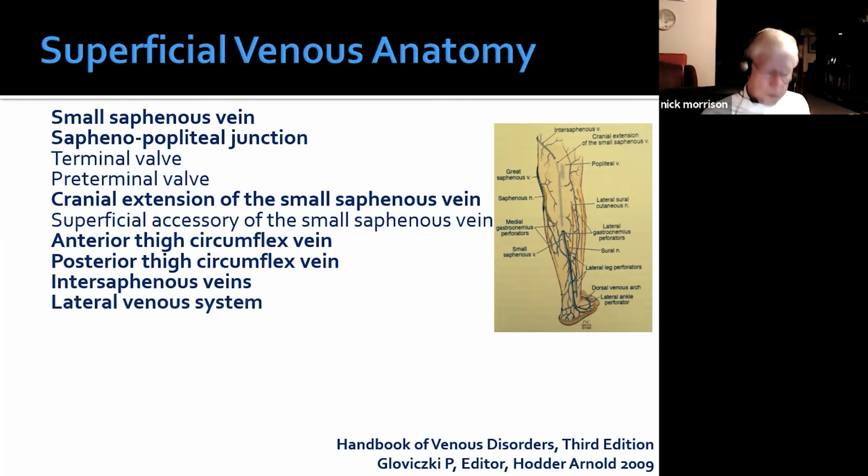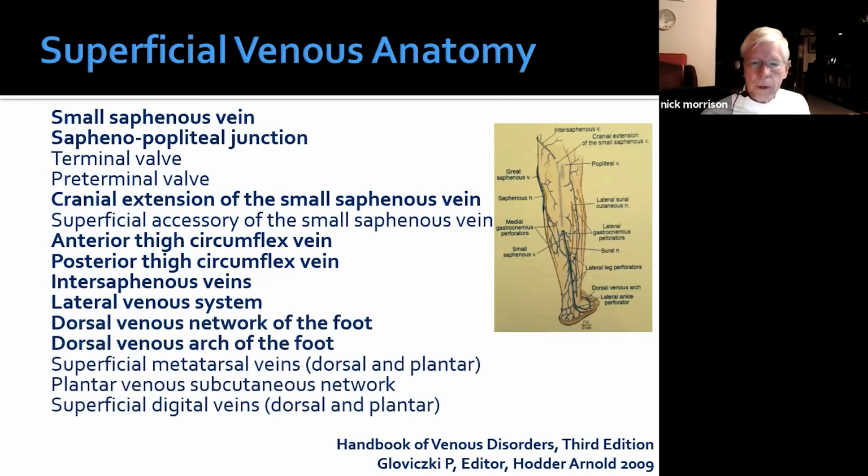The lateral venous system is important for those women who have small telangiectatic or reticular varicosities on the lateral aspect of the thigh. And then in the foot, there's the dorsal venous network and the dorsal venous arch of the foot. And then that lateral marginal vein, that's supposed to regress, but that's important in things like Klippel-Trenaunay syndrome. That may be one of the major outflow tracts in those patients.